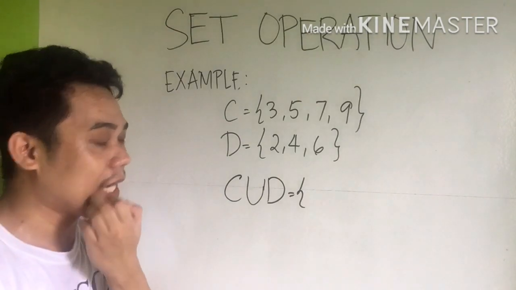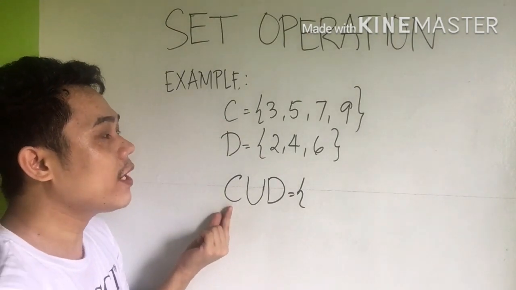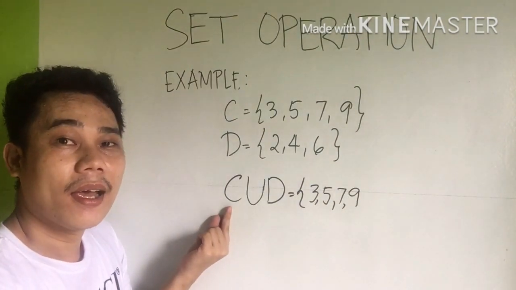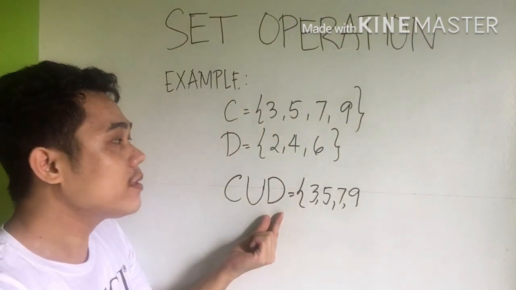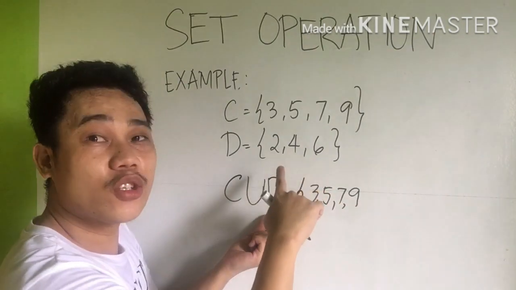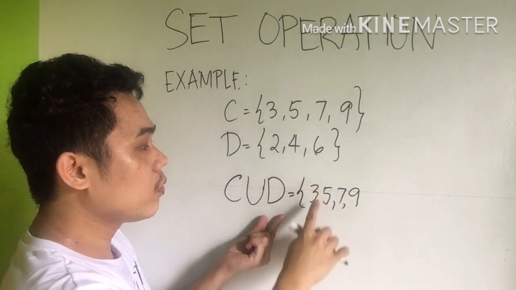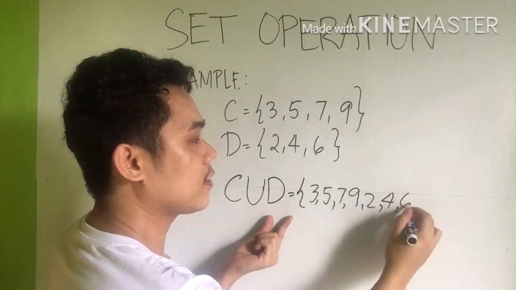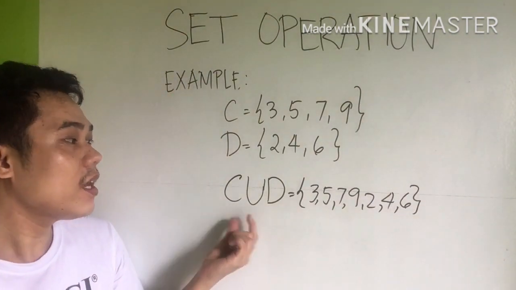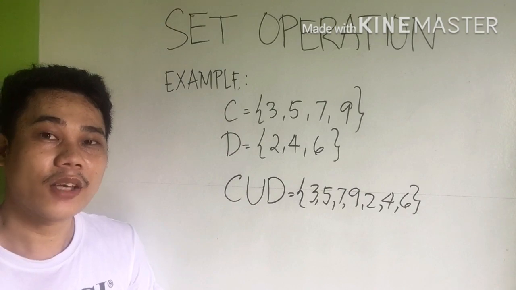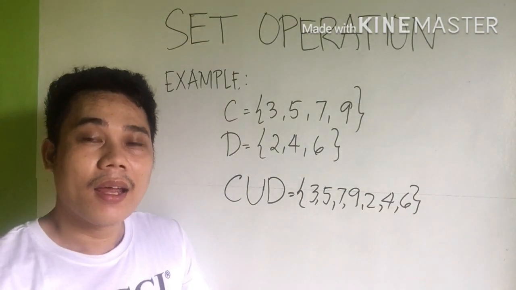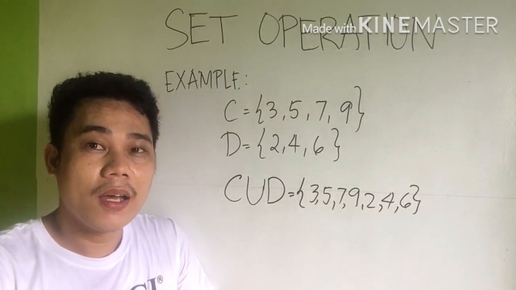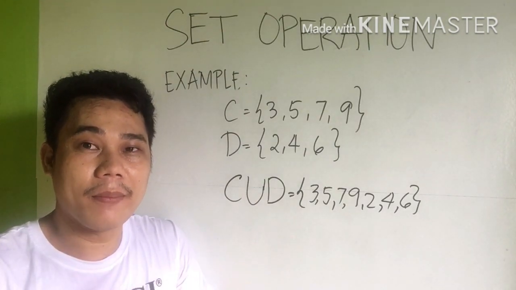So, una, tingnan natin. Copy muna natin yung C: 3, 5, 7, 9. And then, combine na natin sa elements coming from D. Make sure na hindi umulit yung elements ha. So, 2, wala dito, okay lang. 4, wala rin dito. And then, 6. So, that is C union D. I hope na-clear na natin na yung union pala is combine yung elements coming from C and coming from D. Make sure lang na walang umuulit na mga elements.